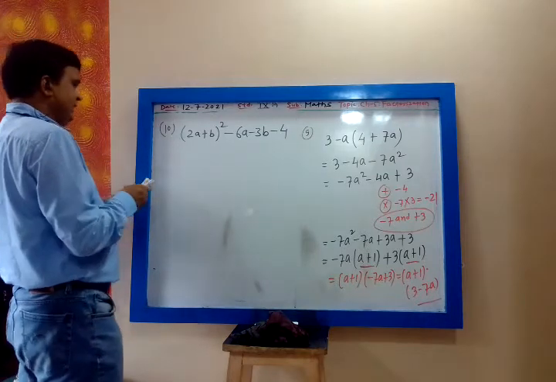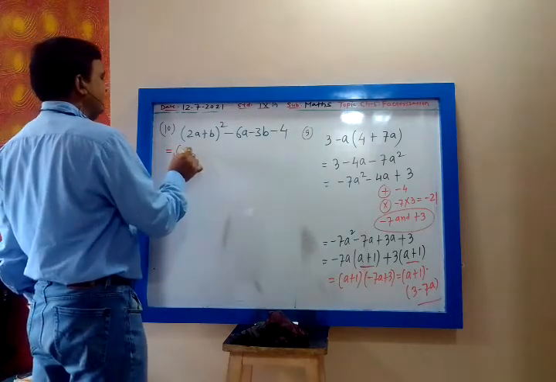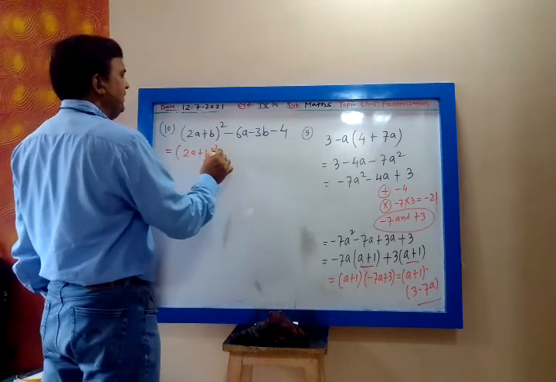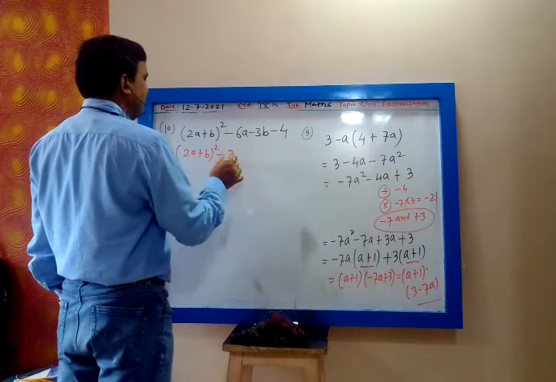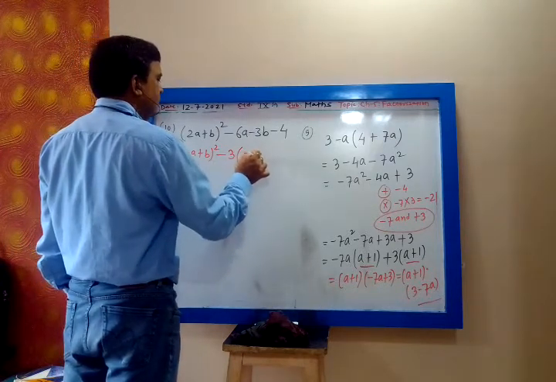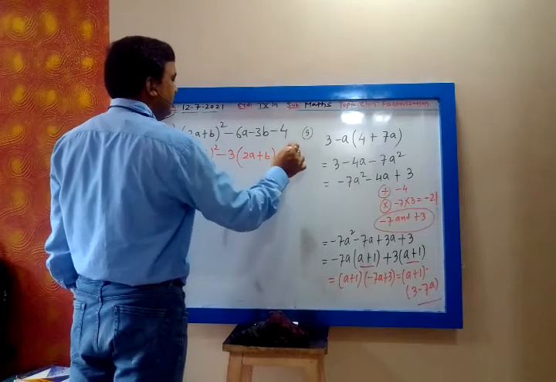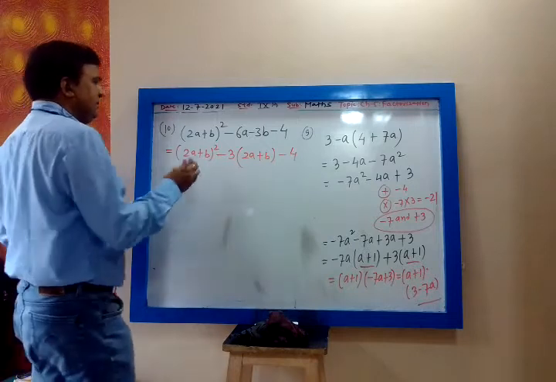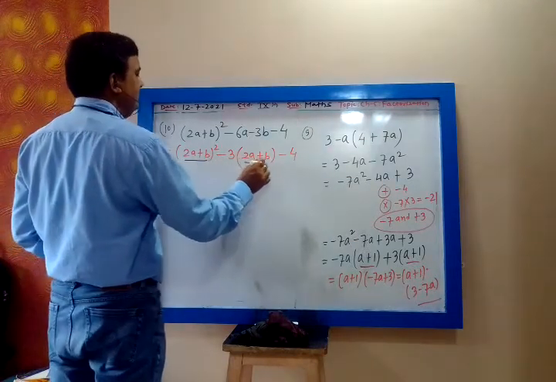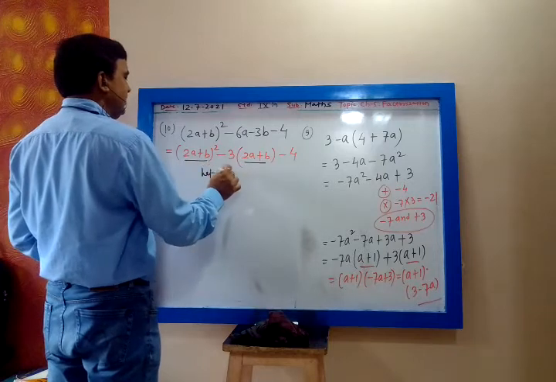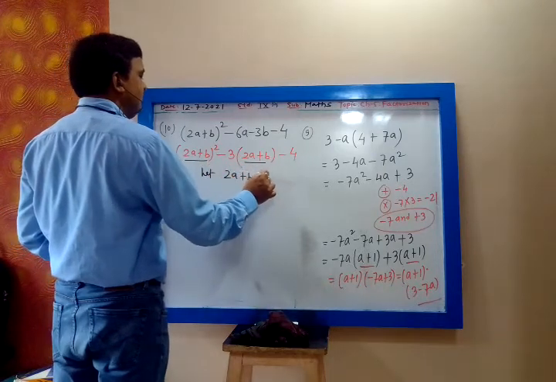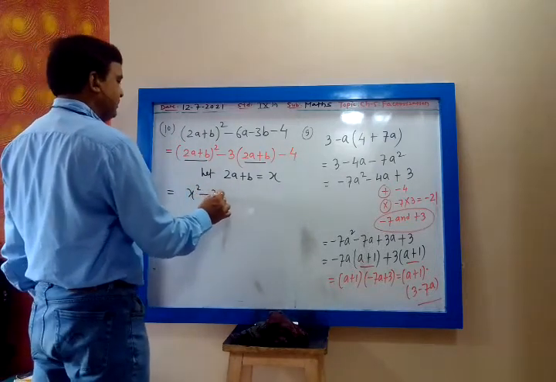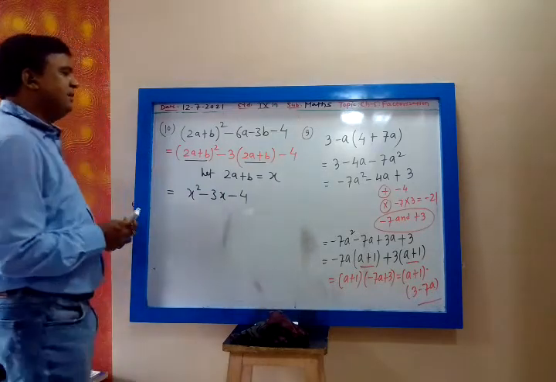Let us write, we'll see what happens. This is 2a plus b whole square. Don't expand this. There I will take minus 3 common, then it is 2a plus b, minus 4. Now which variable is common? 2a plus b. So let 2a plus b is equal to x. So this becomes x square minus 3x minus 4, which is the quadratic.